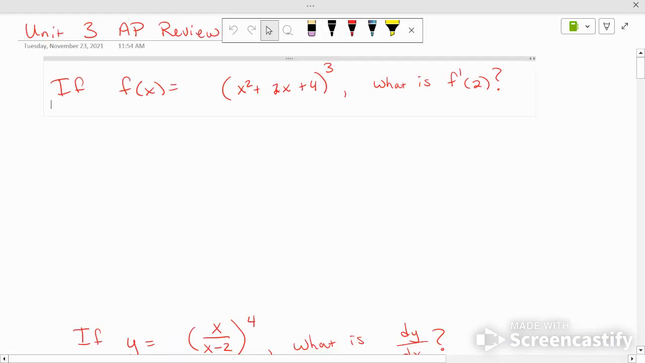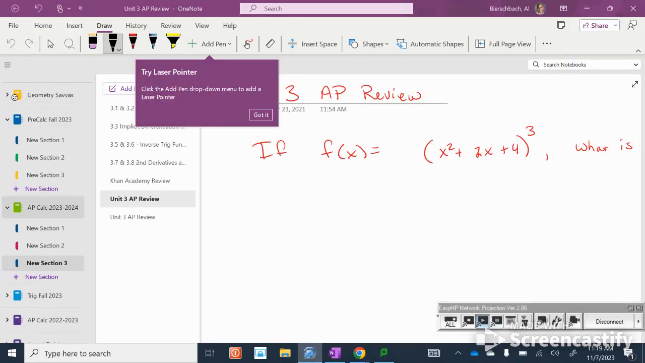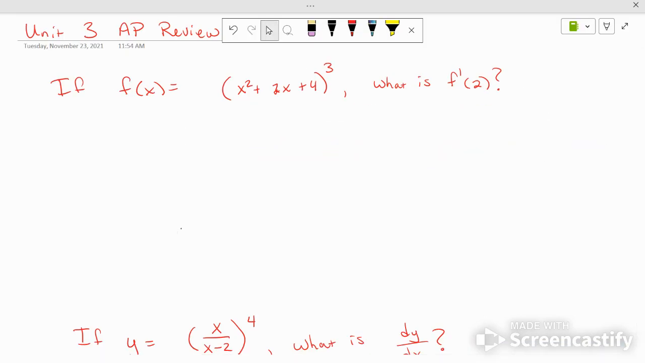All right, now we can see. So, first one, how would you attack it? Chain rule. So, how do we do the chain rule on this?